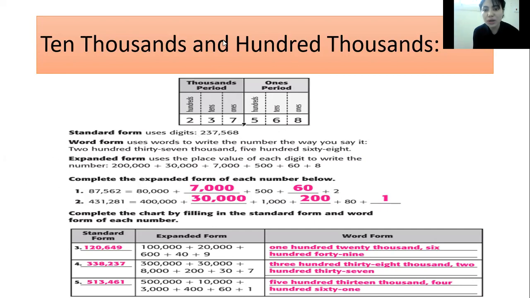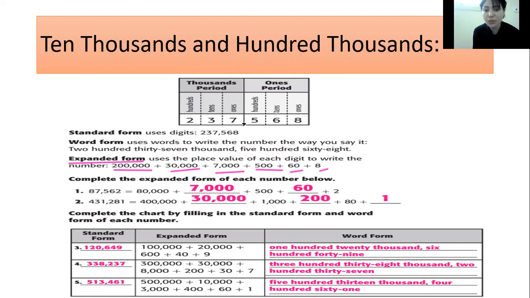The expanded form, what do I use? How do I use the expanded form here? As you see here, the expanded form uses the place value of each digit to write the number. Okay, it uses the value of the place. So I have 200,000 plus 30,000 plus 7,000 plus 500 plus 60 plus 8. How did I get these numbers? He's telling me about the place value. I go ask 1, what's your place value and value? She tells me I am 1. So how many 0s do you have? Ones doesn't have any 0.